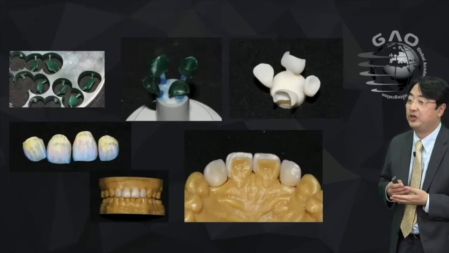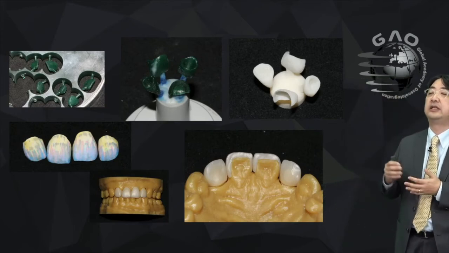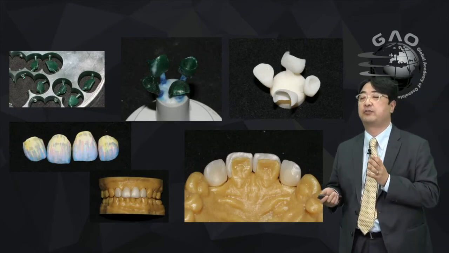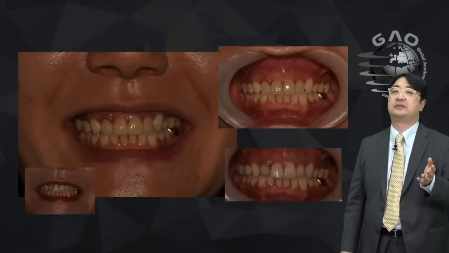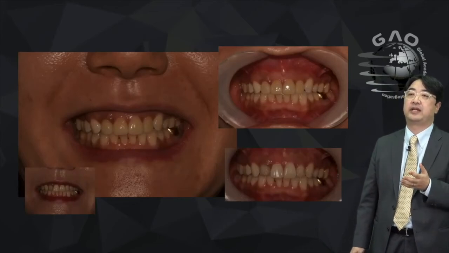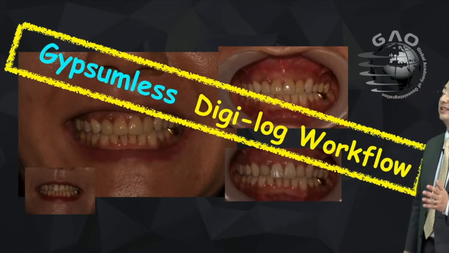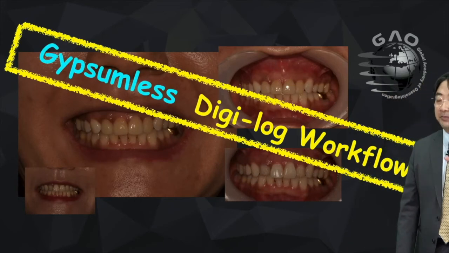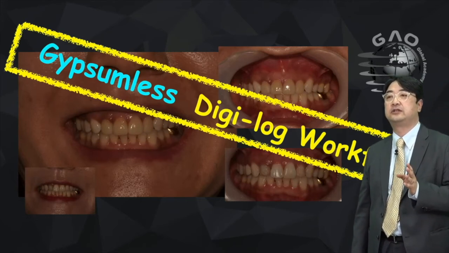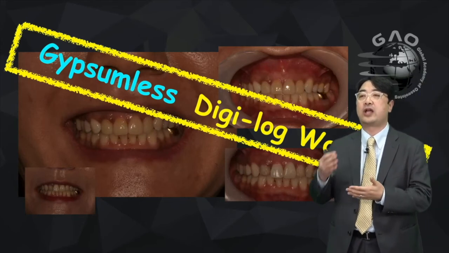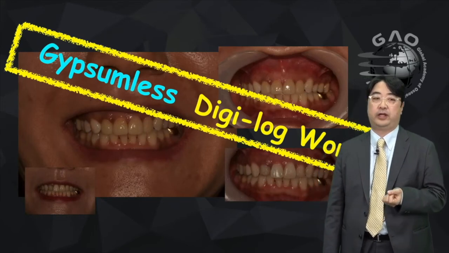So what I did was, instead of milling all the restoration, I asked my lab technician to mill the wax, and I used the pressable ceramic because that's my favorite, right? Then I cemented, tried, and cemented in the patient's mouth. So if you divide the workflow, this is a gypsum-less digilog workflow. But if you milled all the restoration, then you can call it a fully digital workflow, right? So it depends on what kind of final restoration and which method you use. You can call it a different way.